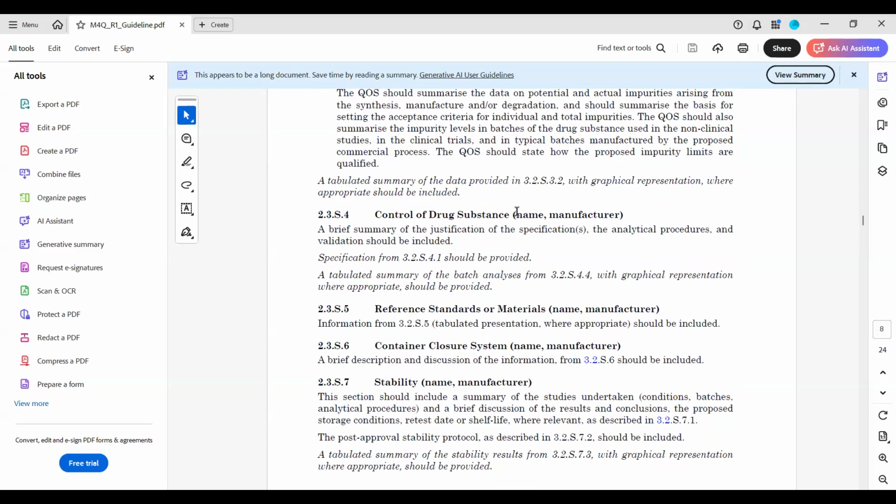Then is your reference standard of material. So all the information that we are providing in module 3 will be summarized in module 2. Then container closure system, and lastly your stability. These all were the elements of drug substance. Okay, just read through it once.